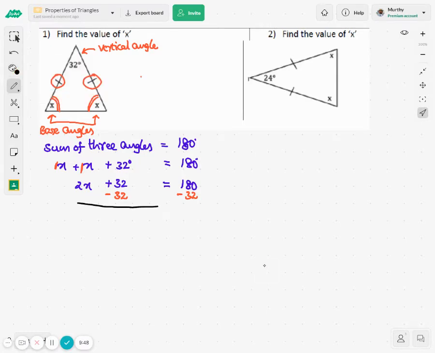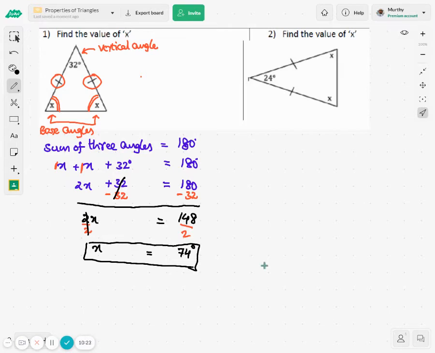Then when I simplify, I get that 2x equals 148. Feel free to use your calculator at this point. Then 2 times x, the inverse operation is division by 2 on both the sides. After the cancellation, I get x equals 74 degrees. So that's the value of x.